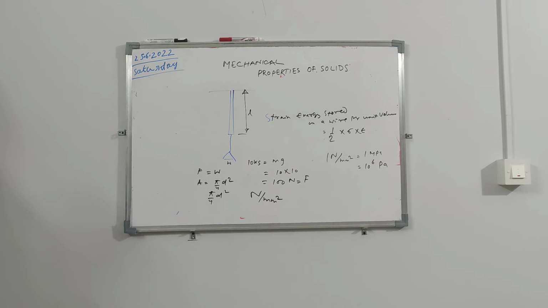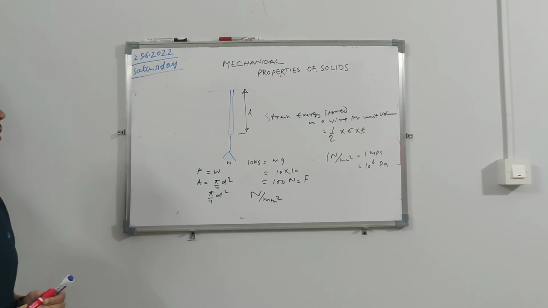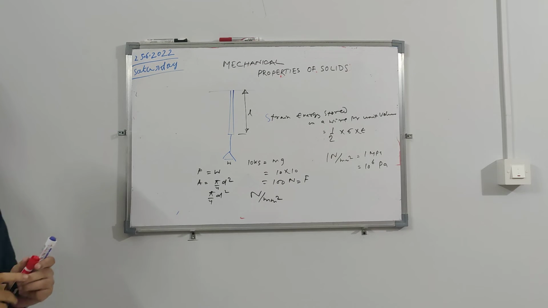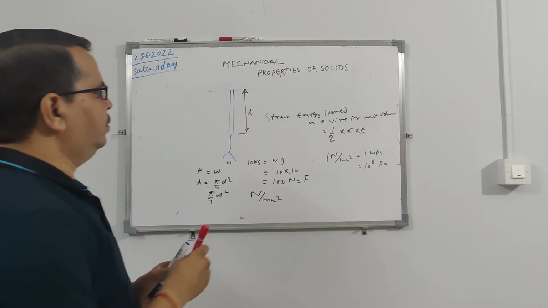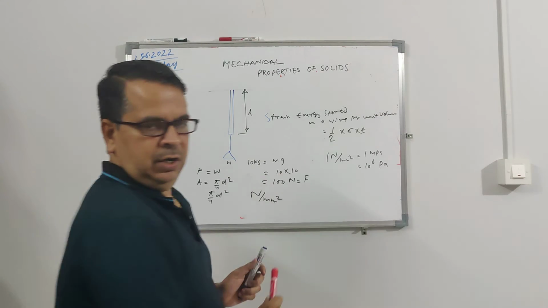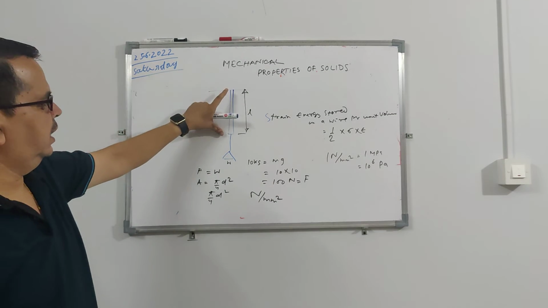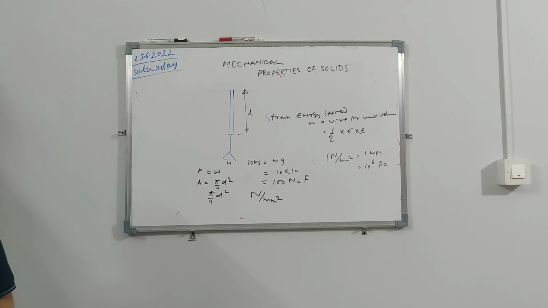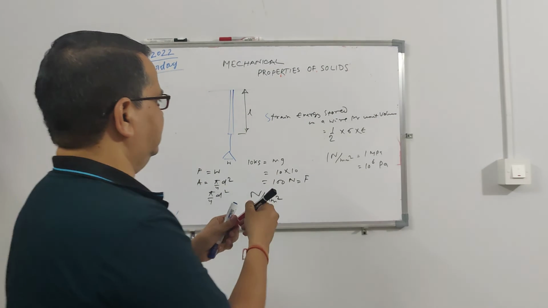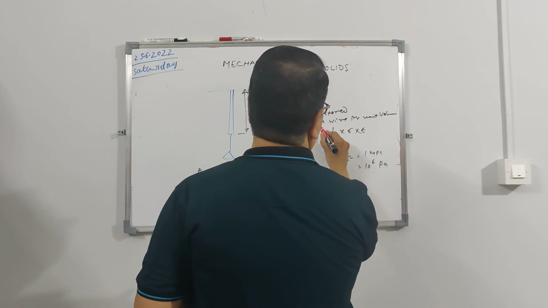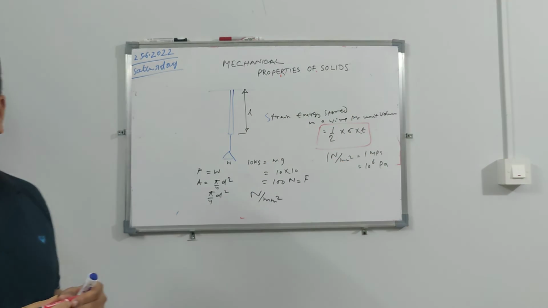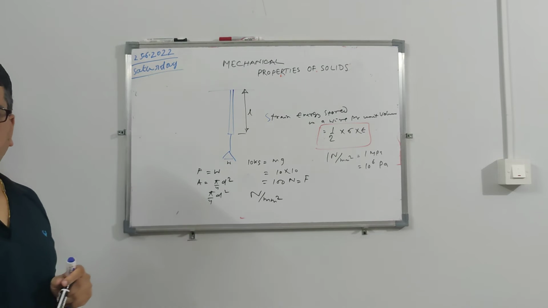Just remember strain energy is equal to half stress into strain, and that is for unit volume. If you want it for the whole volume, then you multiply by the length into the cross-sectional area, that is the volume. But normally this formula is important: half stress into strain is the strain energy stored per unit volume.